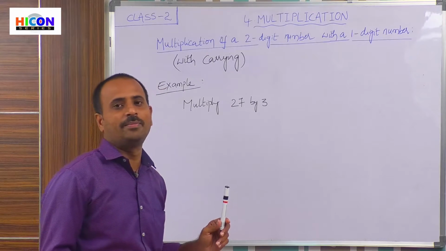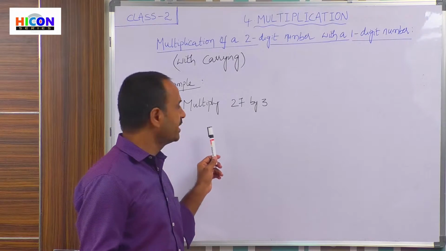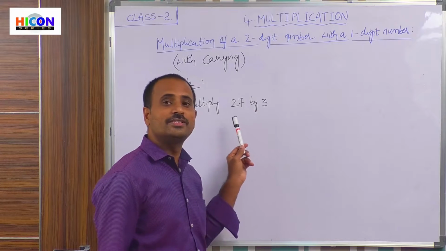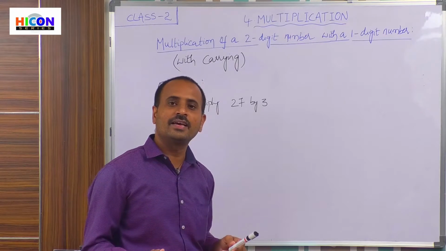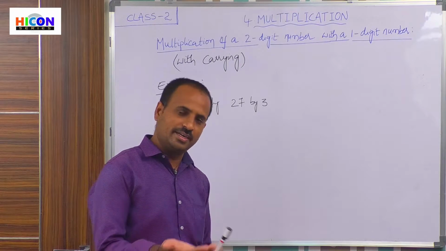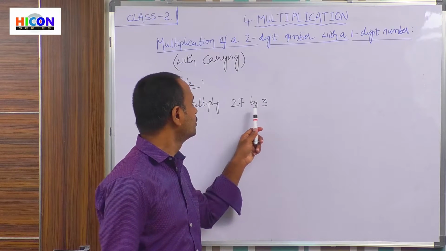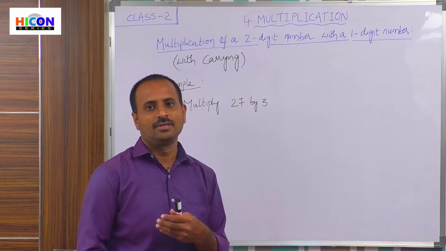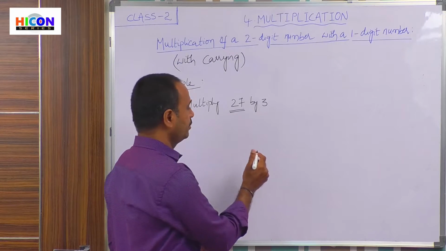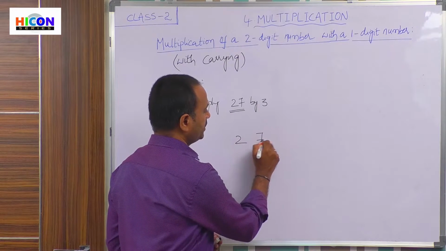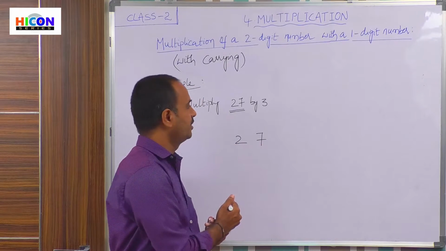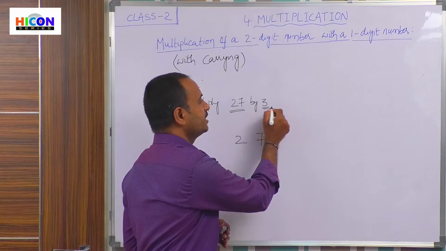So how to do the multiplication with carrying? The example is multiply 27 by 3. Here 27 is a two-digit number and 3 is a single-digit number. So now how to do this multiplication with carrying? Let us see. First you have to write these two numbers one below the other. First write the two-digit number. What is the two-digit number here? 27 is a two-digit number. So write 27 first, and next write the one-digit number below the two-digit number. What is the one-digit number here? 3 is a one-digit number.